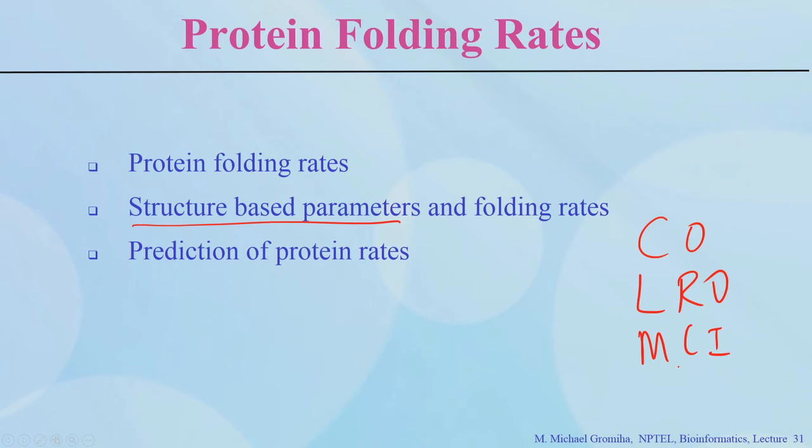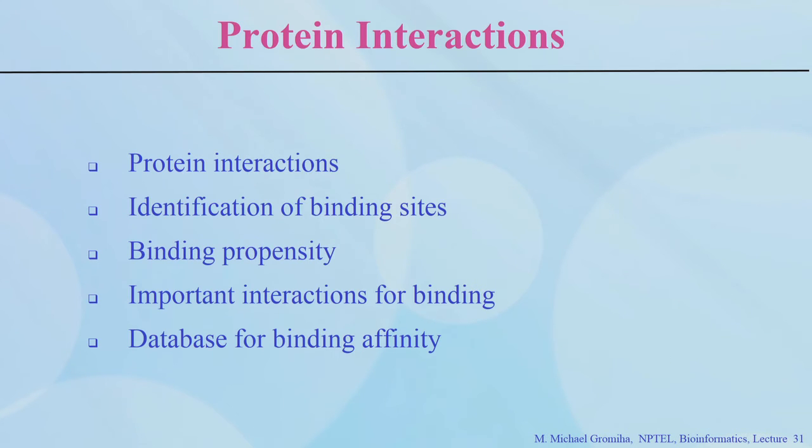So, we can get these numbers and directly relate them to the folding rates. Is there a direct relationship or an inverse relationship? It is an inverse relationship. These parameters are inversely related to the folding rates, because the more contacts there are, the more it slows down the folding process. Then we predict the folding rates based on the sequence, or from the structures, we can predict these folding rates.